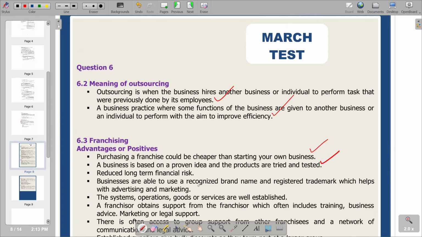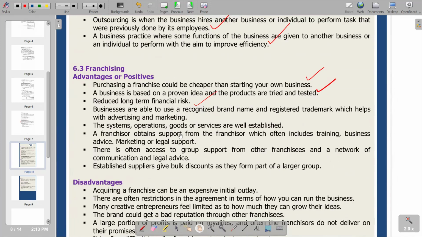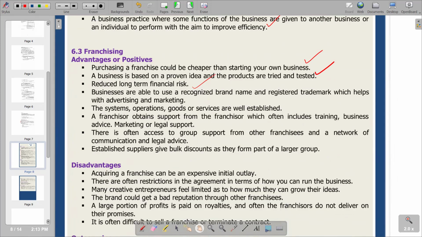That's what we have. Then we go to reduced long-term financial risk, again an advantage. Businesses are able to use a recognized brand name and registered trademark, which helps with advertising and marketing. So you see that not much effort is going to be done in terms of marketing because it's a product that has already been marketed before, that is existing in the market. So the customers are aware of that product. The system's operations, goods or services are well established, which is also correct. So we have other advantages that I'm going to follow that we can also include.